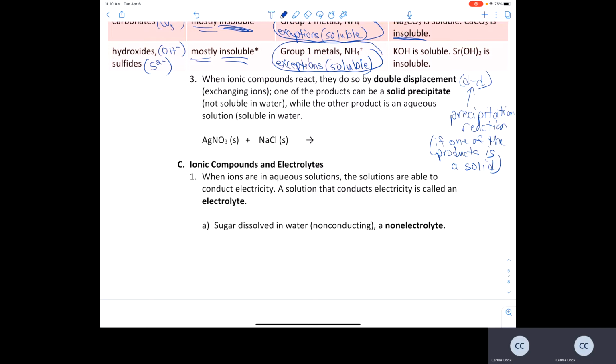it's just simply a double displacement reaction if both of the products dissolve in water and therefore form aqueous solutions. But if one of the products is a solid and the other product is an aqueous solution, then we call the double displacement reaction a precipitation reaction.